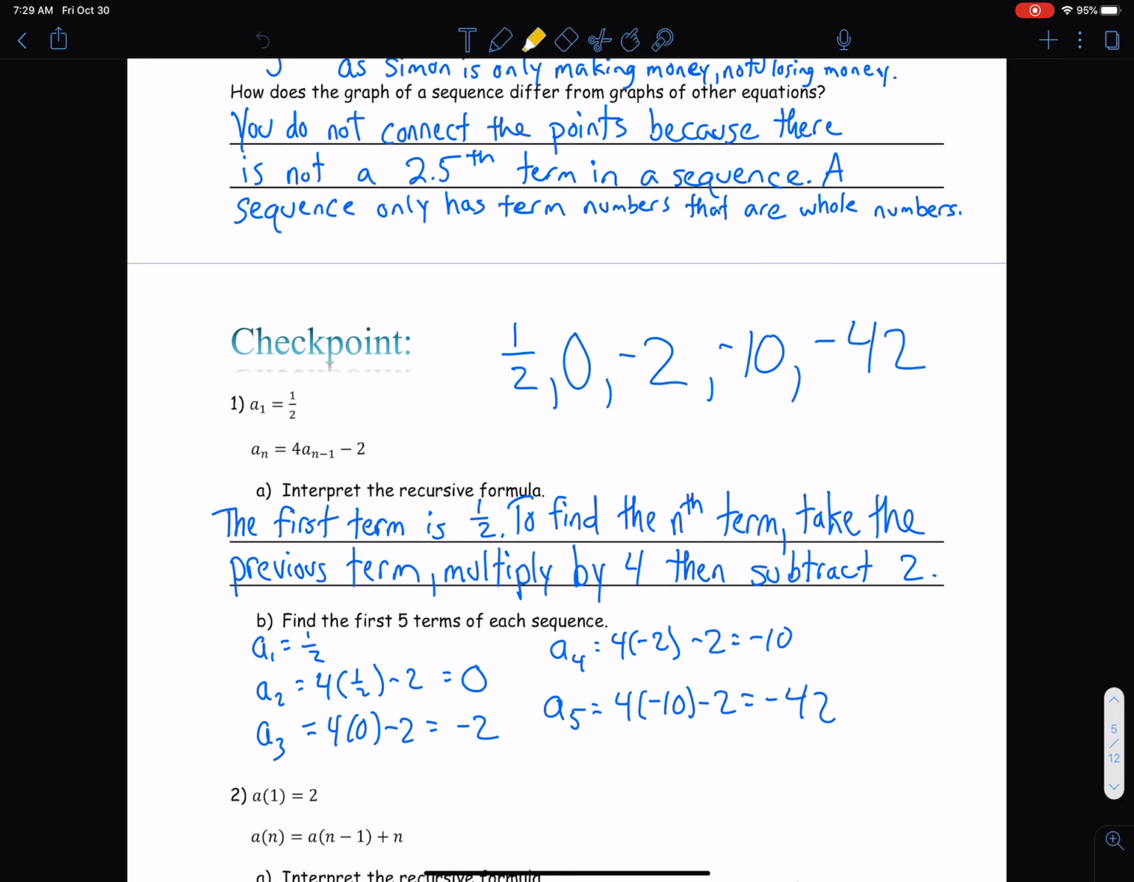So the first term is a half, and to find the nth term, you're taking the previous term, multiplying by 4, gotta follow PEMDAS, then subtracting 2. There's the first 5 terms.